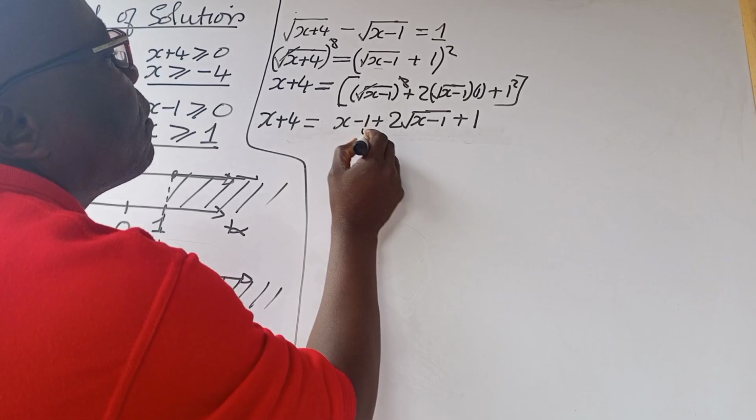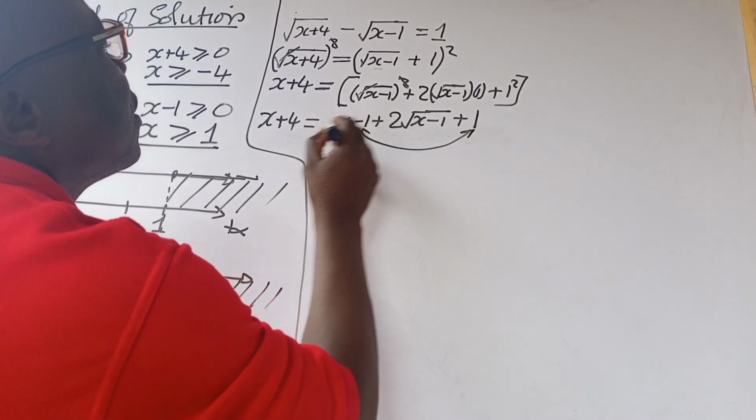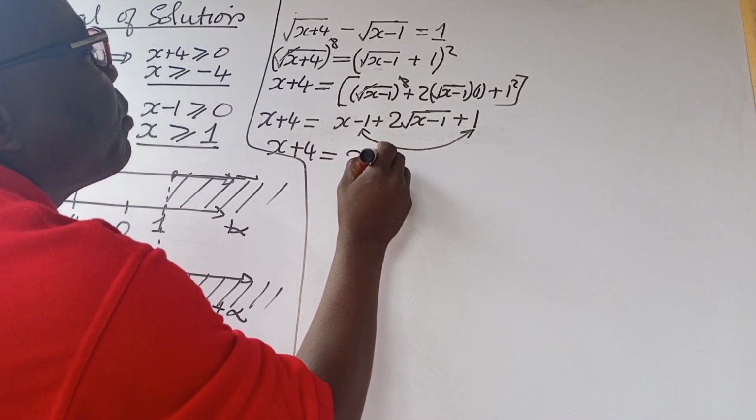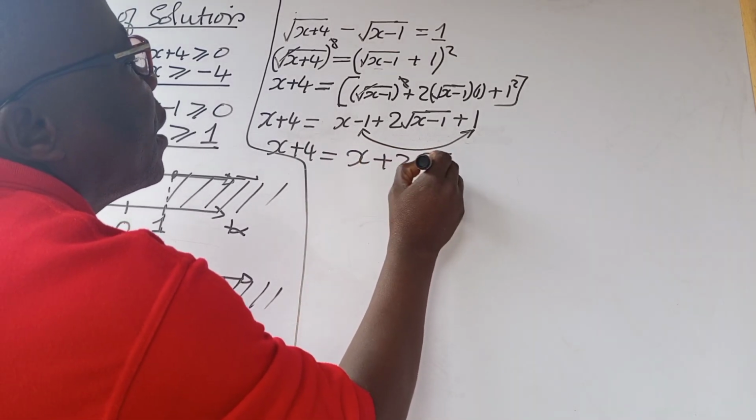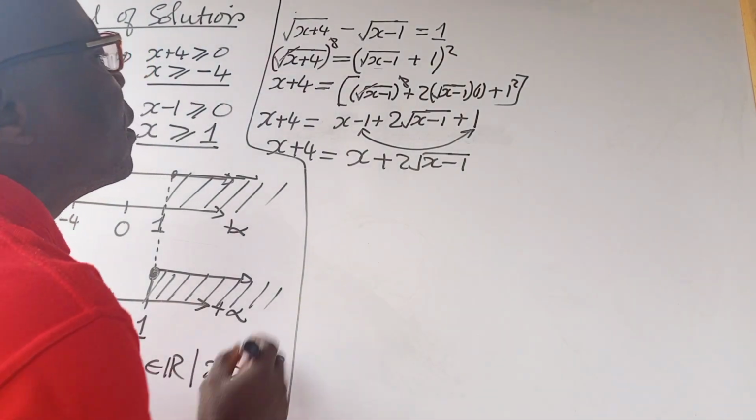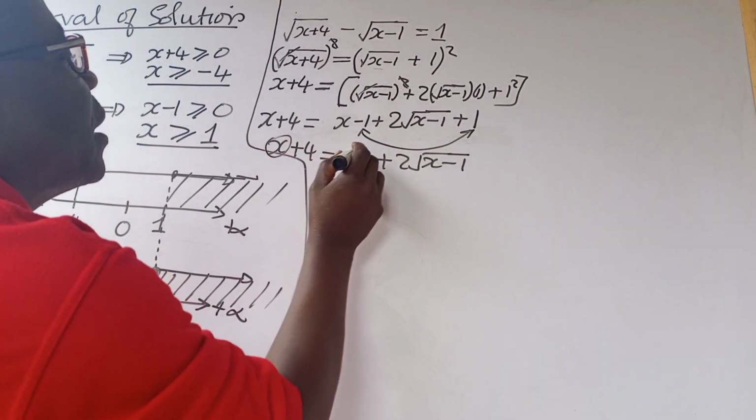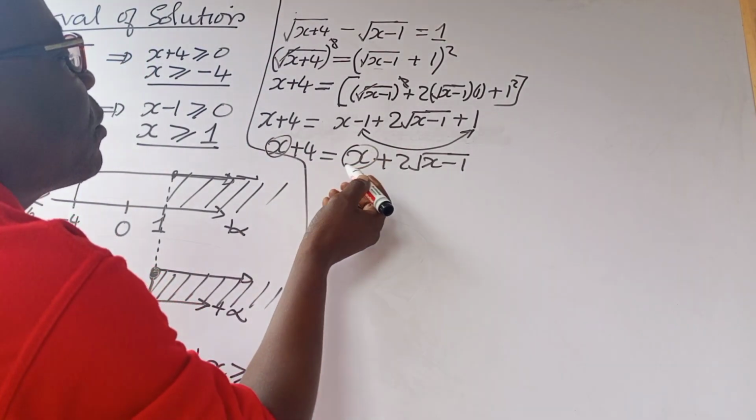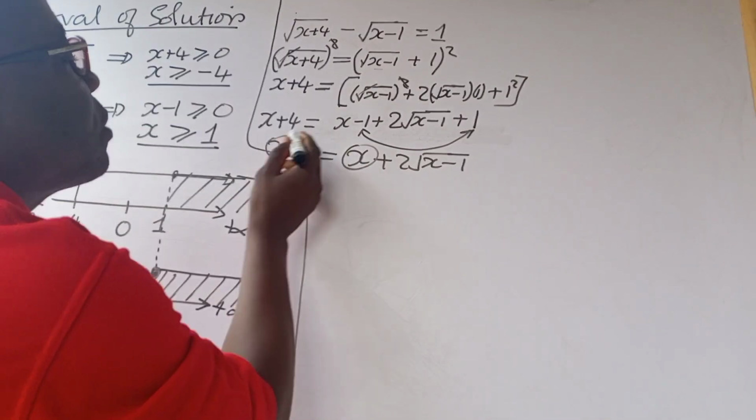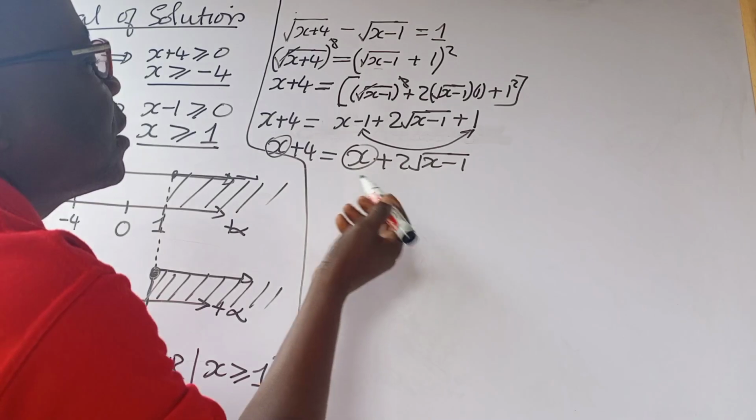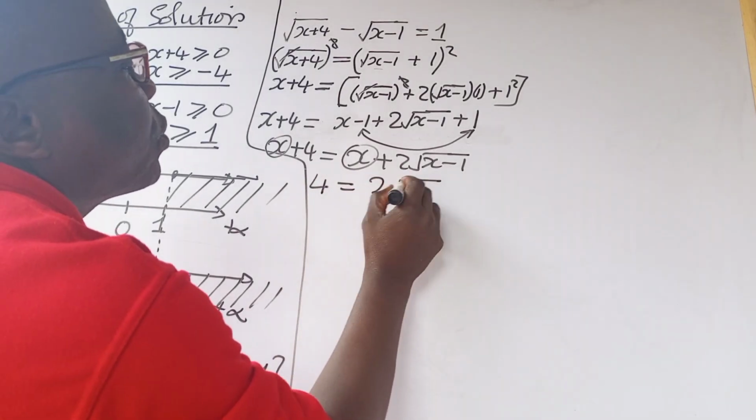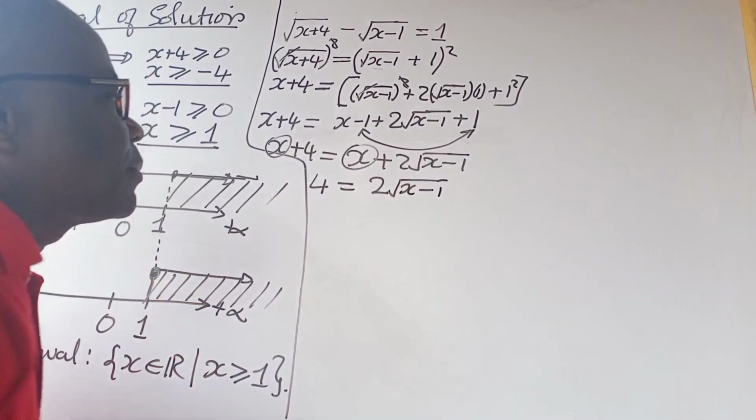Now we have negative 1 plus 1, that should be 0. So we have x plus 4 is equal to x plus 2 root x minus 1. Negative 1 plus 1 is 0. Now we have x on both sides. The x's just cancel off because if we take this one this way, it becomes x minus x, which is 0. Or we take this one this way, it becomes x minus x, which is 0. So we end up having 4 is equal to 2 root x minus 1.